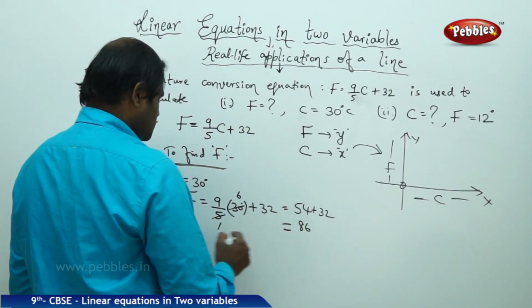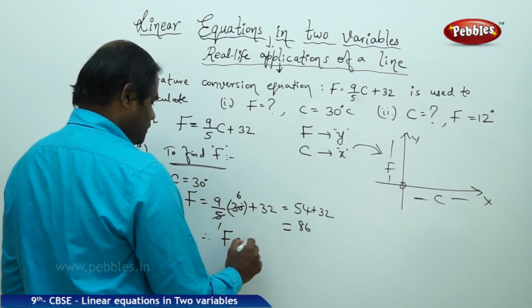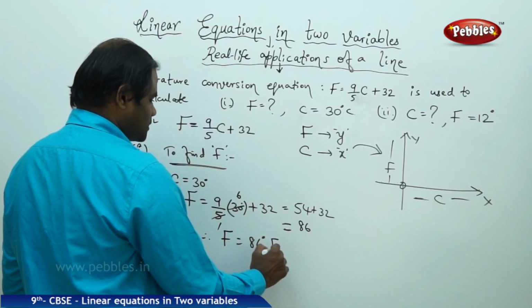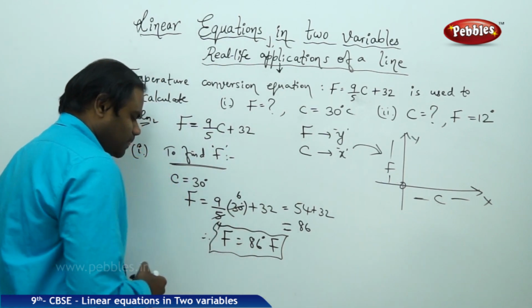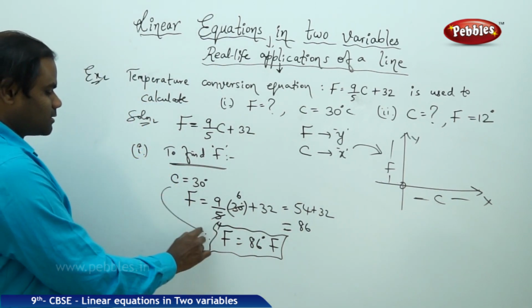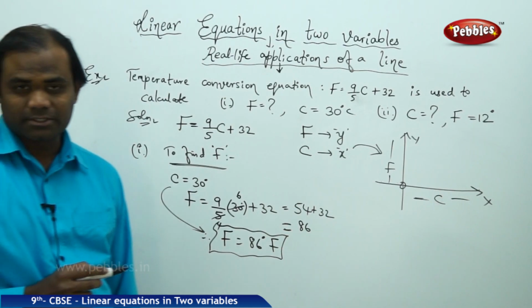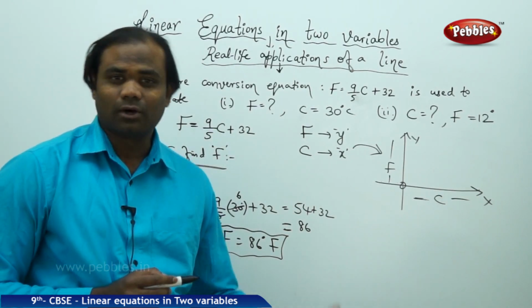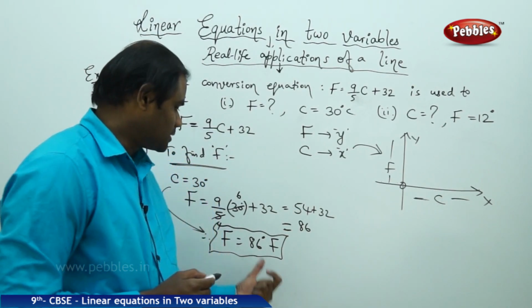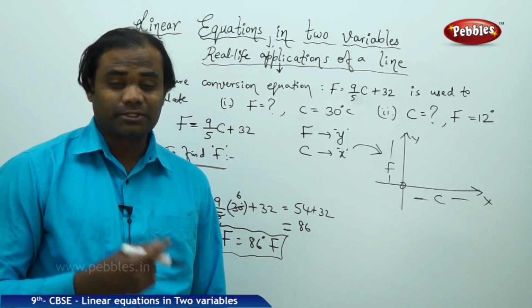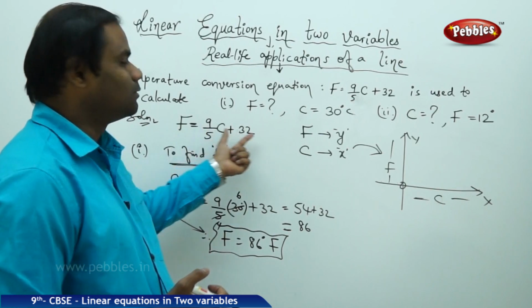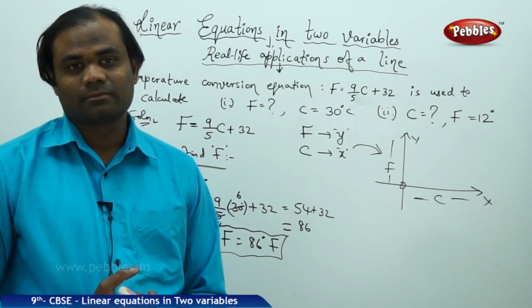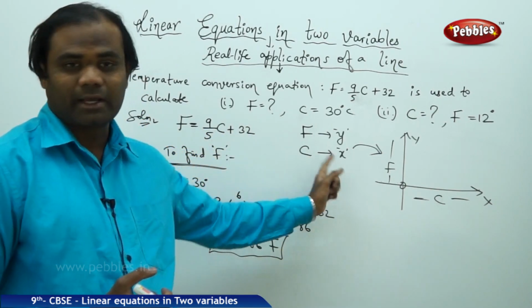86. Therefore, my F is 86 degrees Fahrenheit. So 30 degrees centigrade converts to 86 degrees Fahrenheit. This is how we understand the conversions which can be done given the linear equation y equals ax plus b, y for F and x for C.